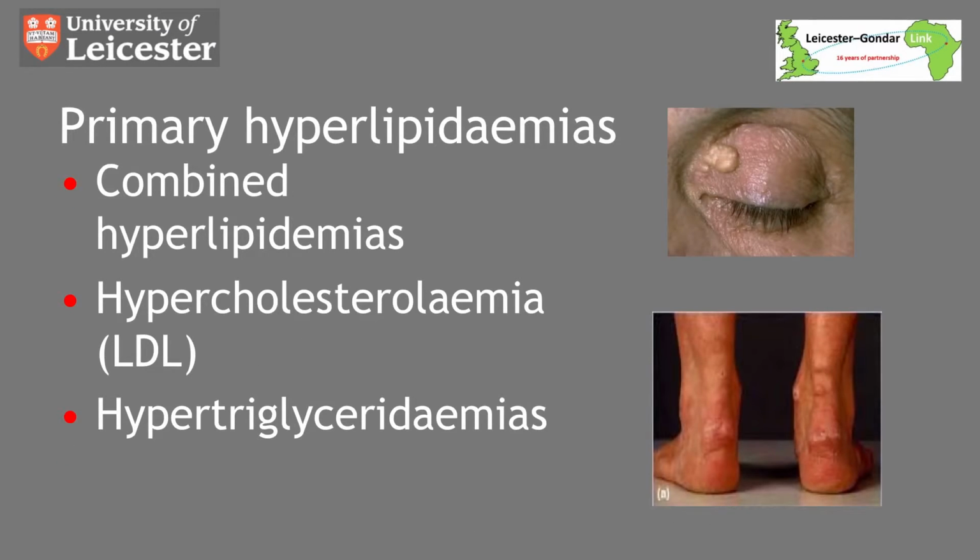There are many causes of primary hyperlipidemias, which can be defined broadly according to the lipid derangement of combined hyperlipidemias, hypercholesterolemia, and hypertriglyceridemias. Non-specific physical manifestations may include xanthelasma. The most common form is familial combined hyperlipidemia, manifesting as high low-density lipoproteins and high triglyceride levels, causing suppression of high-density lipoproteins, leading to increased cardiovascular risk.